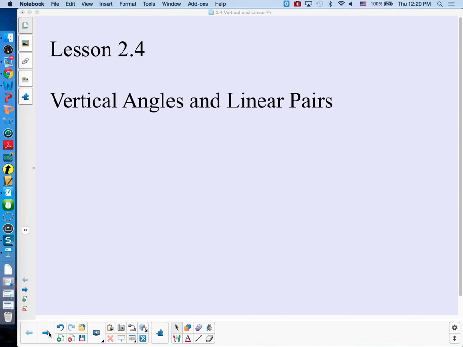Last time, yeah, but haven't had to this time yet. Nope. Okay, vertical angles and linear pairs is what we're talking about today. It's not moving, I can't see.